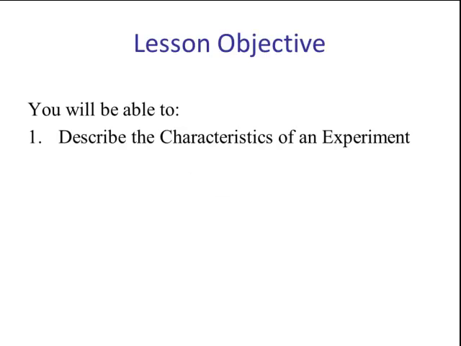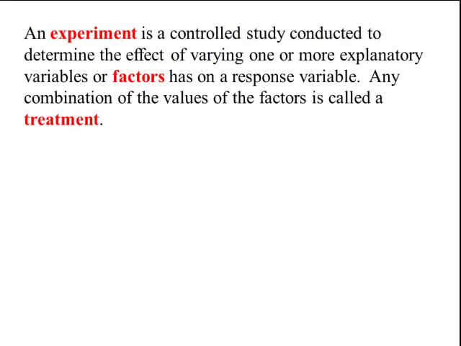Section 1.6 The Design of Experiments. Lesson Objective: Describe the characteristics of an experiment. An experiment is a controlled study conducted to determine the effects of varying one or more explanatory variables, or factors as they are sometimes called, has on a response variable.